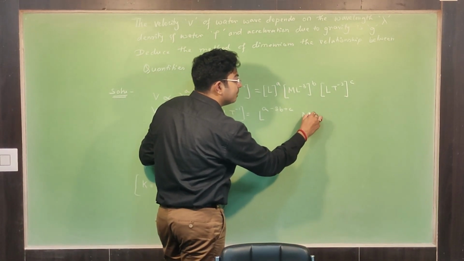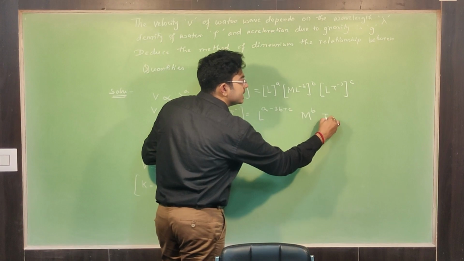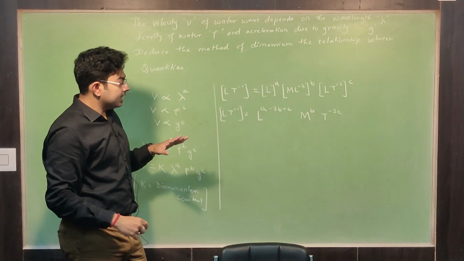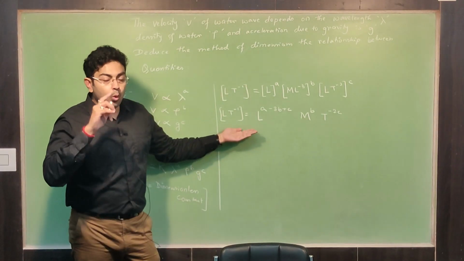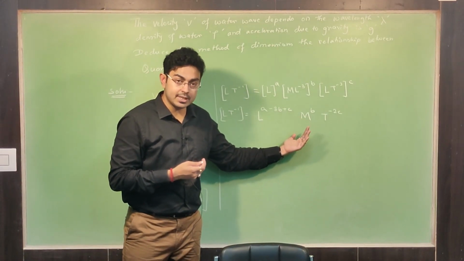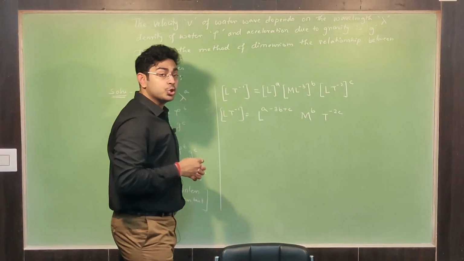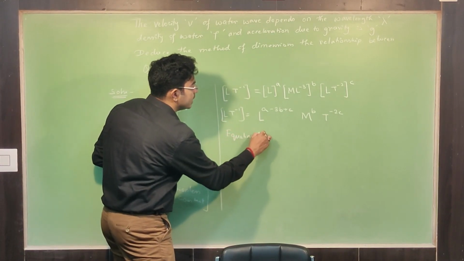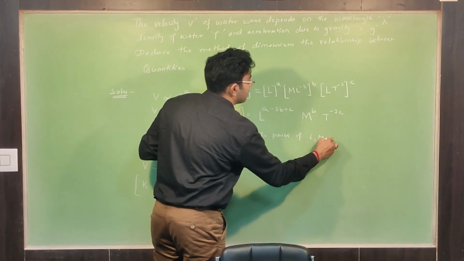Similarly, what will be M? You tell me, what will be M? Only B. And what will be T? T will be minus 2C. Now, from the principle of homogeneity, left hand side dimension should be equal to right hand side dimension, right? If it needs to be equal, then the power needs to be equal as well. So we are going to equate the power of length, mass and time.